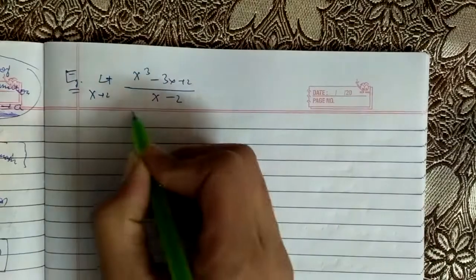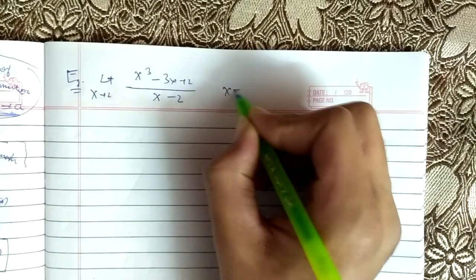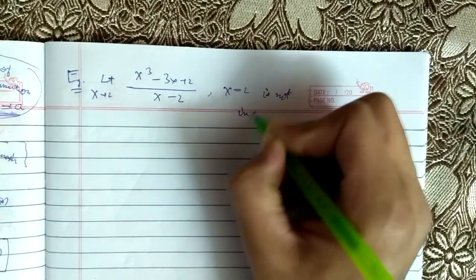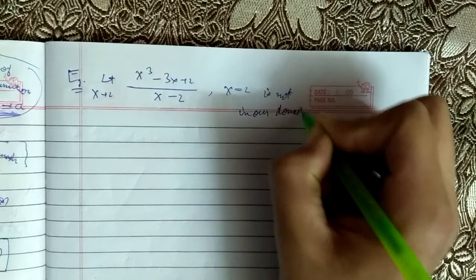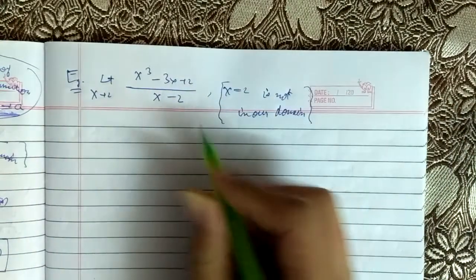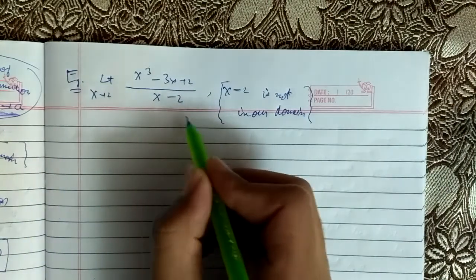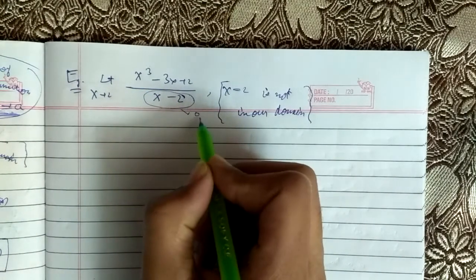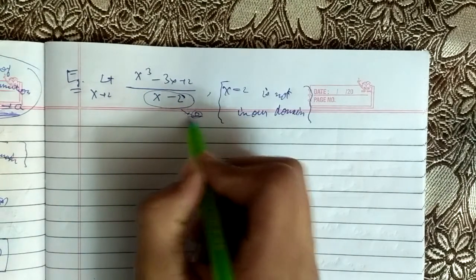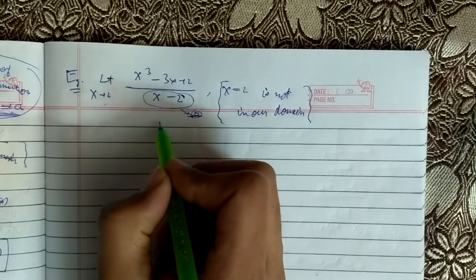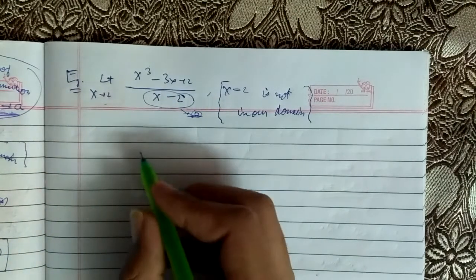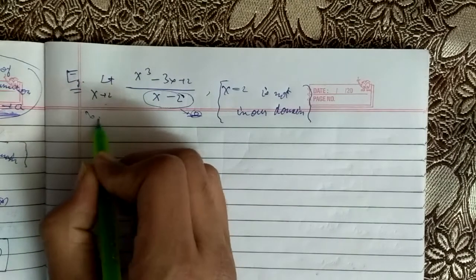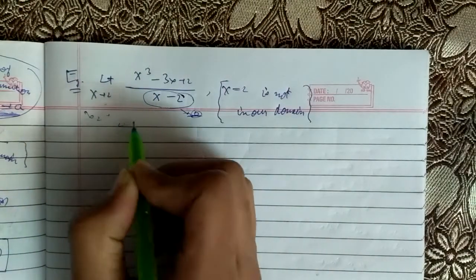Now we know that x equal to 2 is not in our domain, as if we put the value of x equal to 2, the denominator would be 0. So x equal to 2 is not in the domain. So we are interested only in the values as x tends to 2 plus or 2 minus.